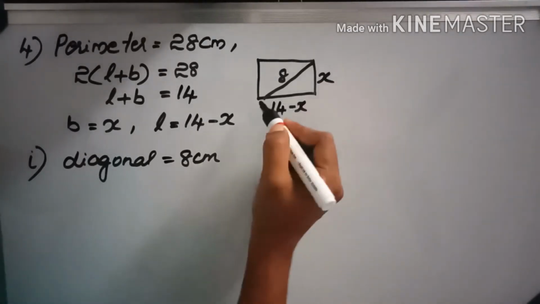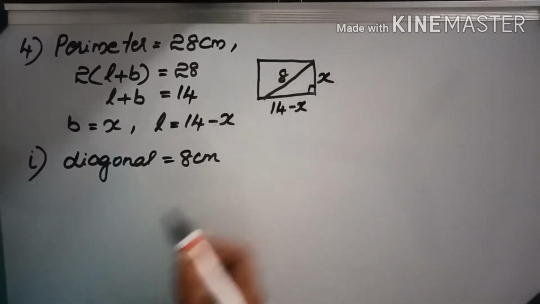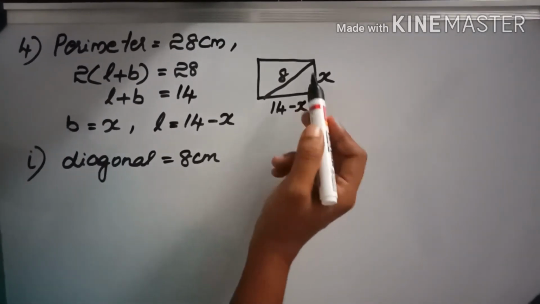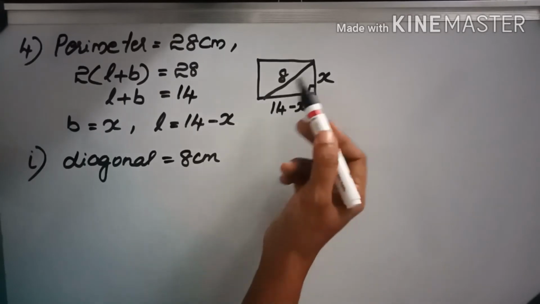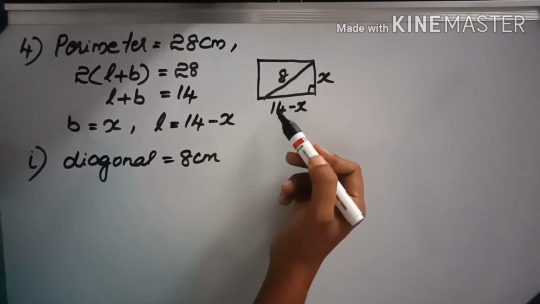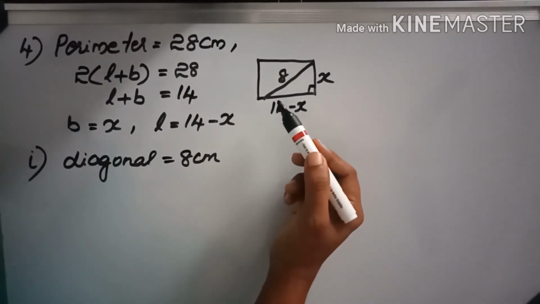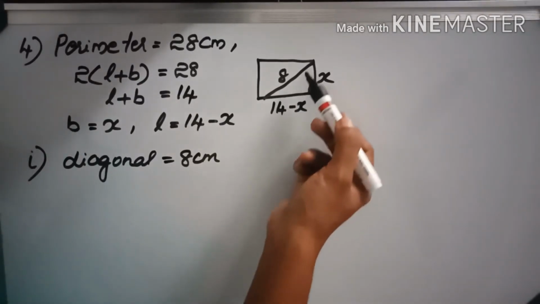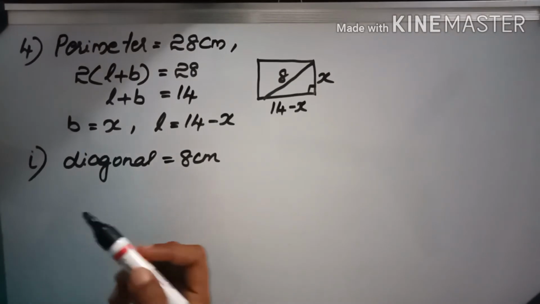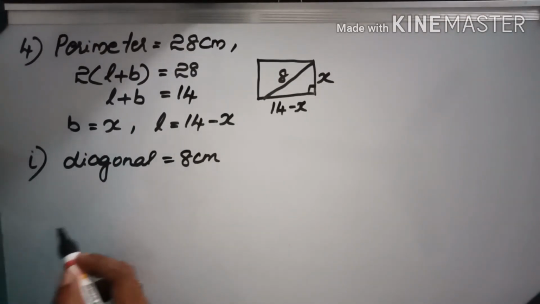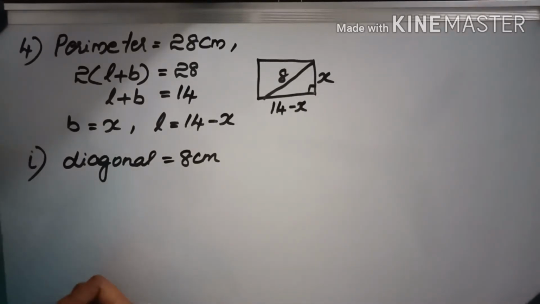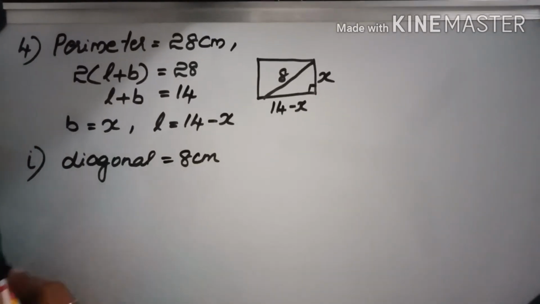X. Now we can consider this right triangle. In order to check if it satisfies the Pythagoras theorem, if it is satisfying the Pythagoras theorem, we can say that it is possible. Otherwise it is not possible. So this diagonal we can consider as the hypotenuse side. So what is the equation? Base square plus altitude square equal to hypotenuse square. So that we can apply here.